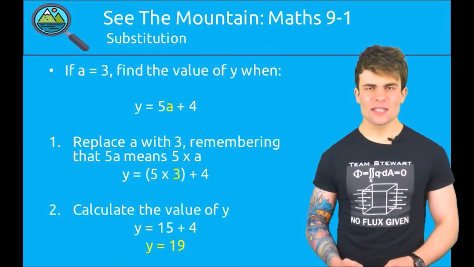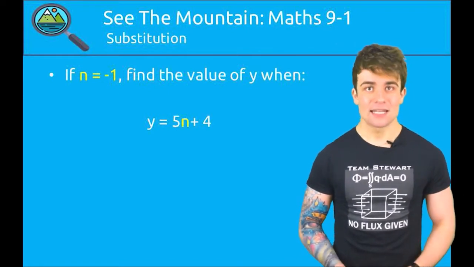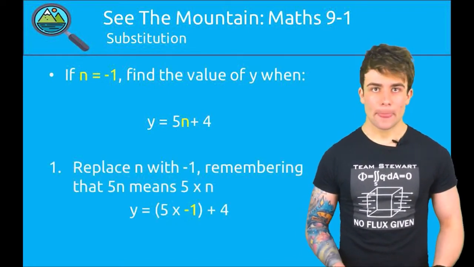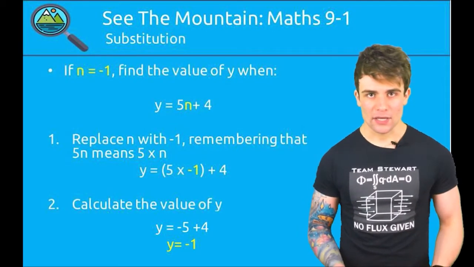Let's try that again, this time with the minus number, no biggie. Right, so I'm going to place minus 1 where the n is. 5 multiplied by minus 1 is minus 5, and plus the 4, we know y equals minus 1.